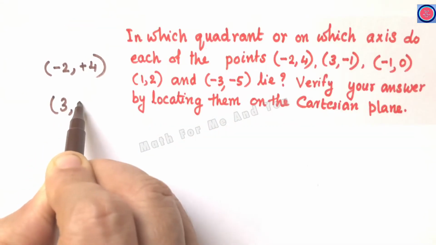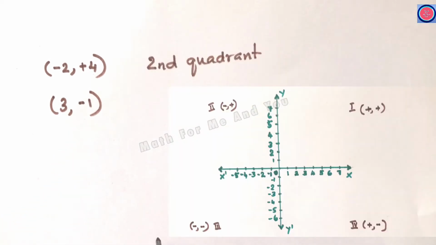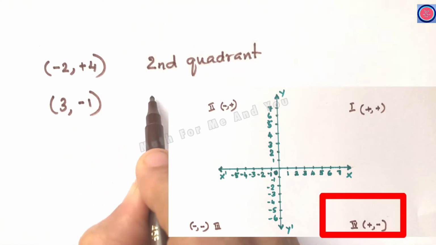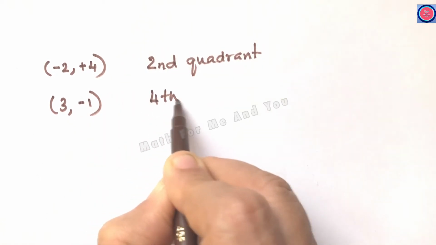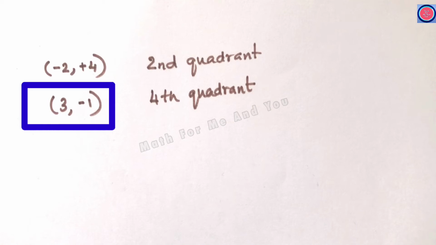Second point in the question is (3, -1). Positive x value and negative y value. Positive, negative. So we can see it belongs to the fourth quadrant. We can write the quadrant is fourth quadrant. What next? We have to locate this point on the Cartesian plane and check whether this belongs to the fourth quadrant or not. We can see here the point is (3, -1).